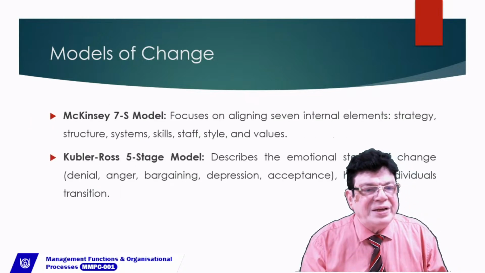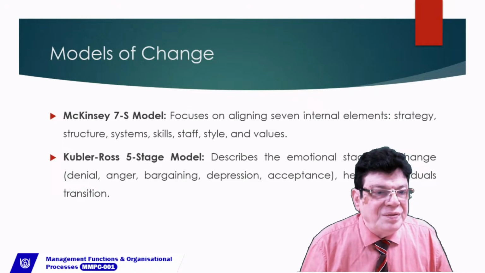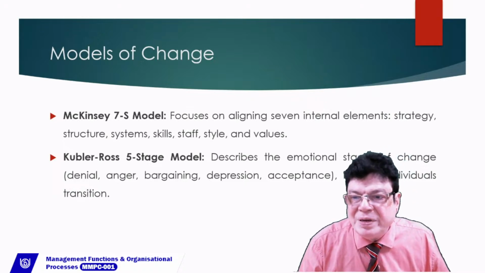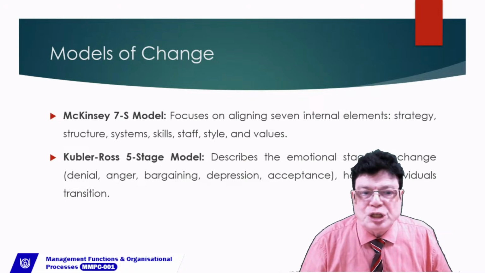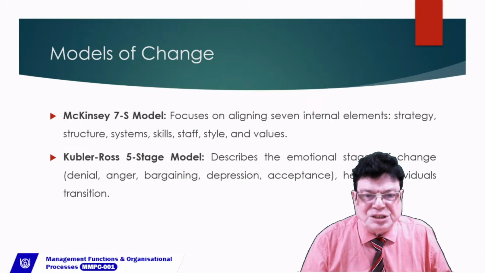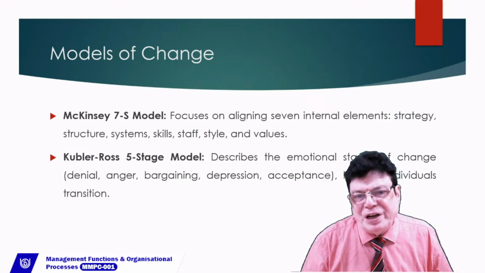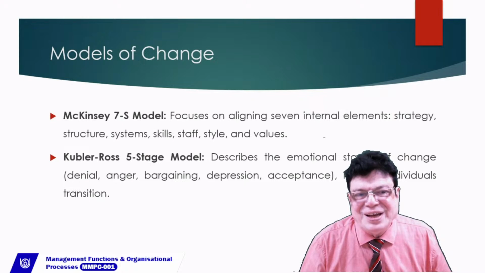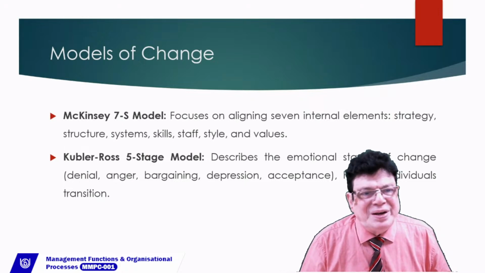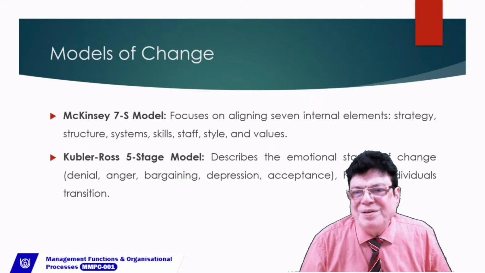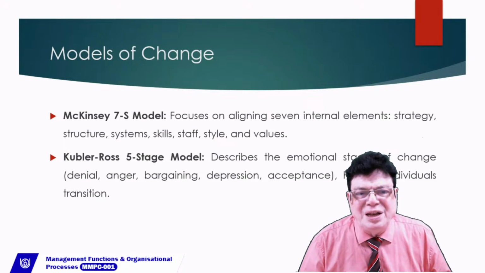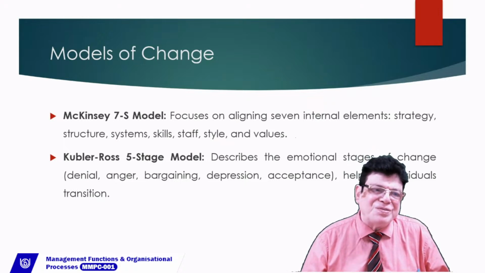Next is McKinsey's 7-S model, which focuses on aligning 7 internal elements, that is strategy, structure, system, skill, staff, style, and values. So these are the 7-S model: strategy, structure, system, skill, staff, style, and values.